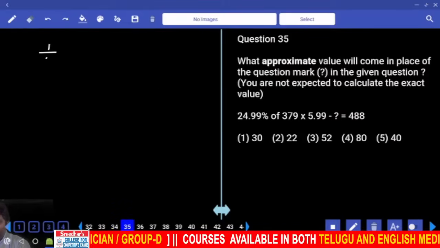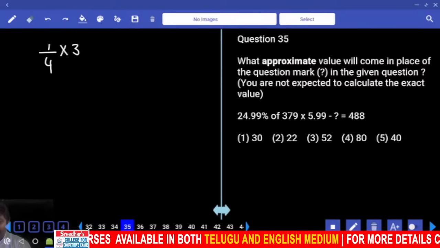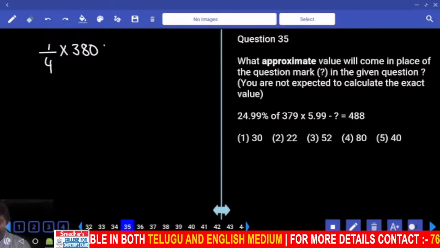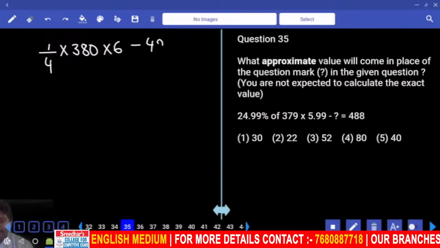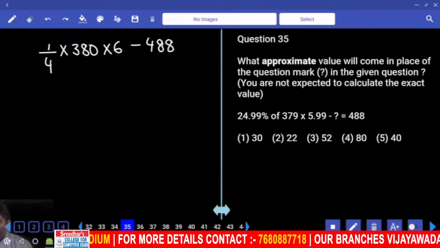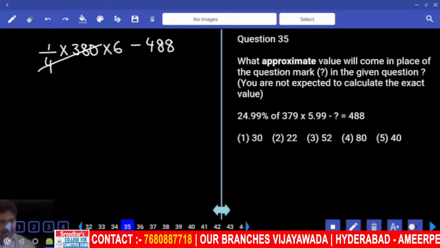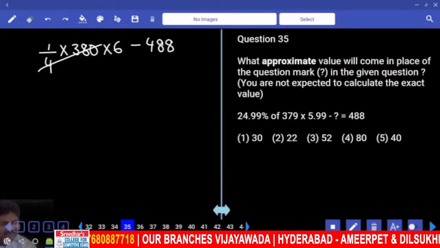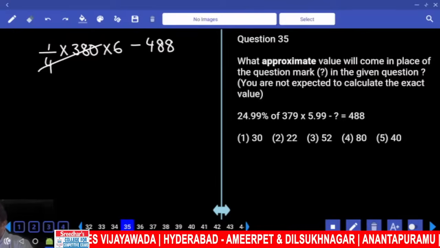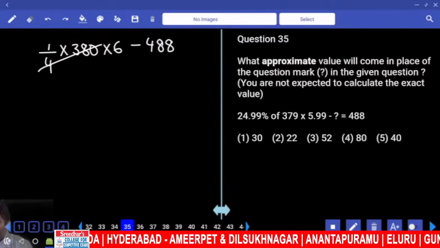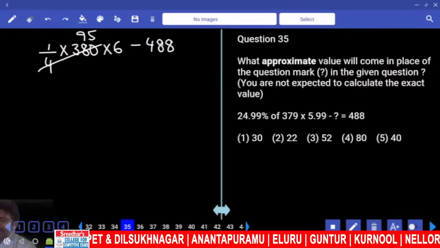25%, let me rewrite it as 1 by 4 into 379 approximation 380 into 6 minus 6 goes to the other side. 488 comes to left hand side. 4 times of this number. What is that? How many times? 95 times. 95 6 times.